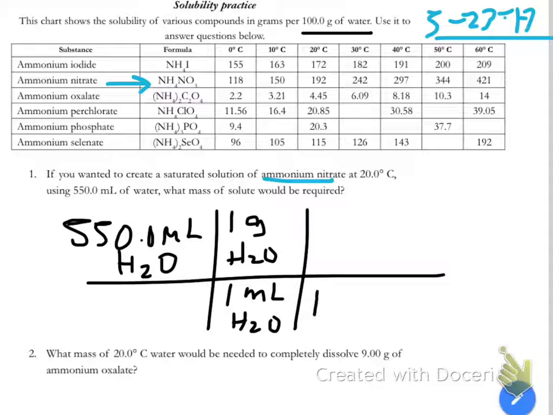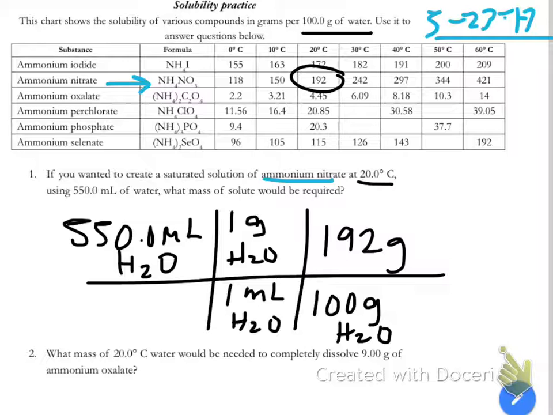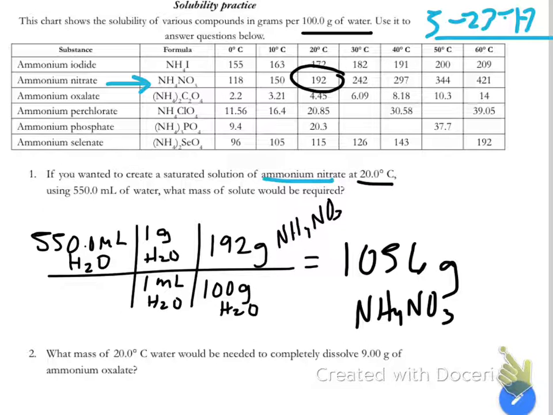And we know that for every 100 grams of water, and I'm not paying attention to my sig figs on this, looking at ammonium nitrate at 20, we can dissolve 192 grams of ammonium nitrate, NH4NO3, which means we should be able to dissolve 1,056 grams of ammonium nitrate in that amount of water at that temperature.